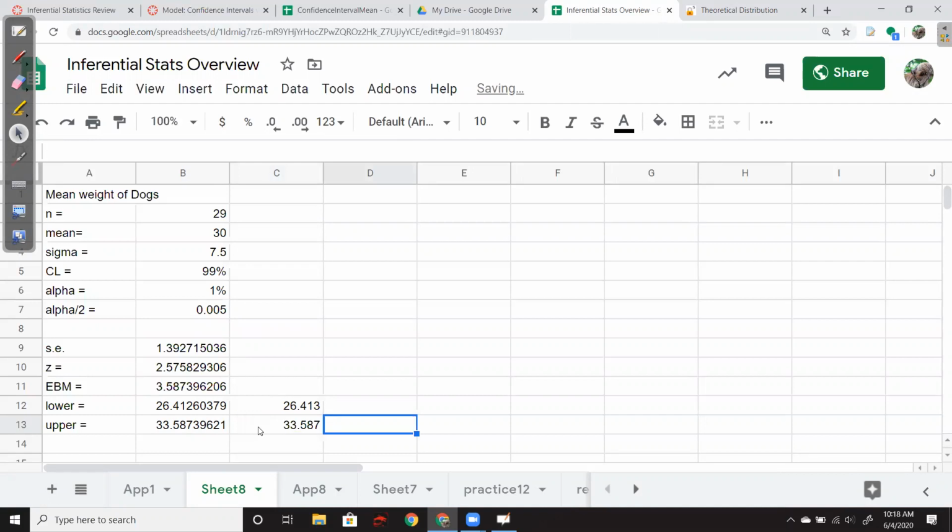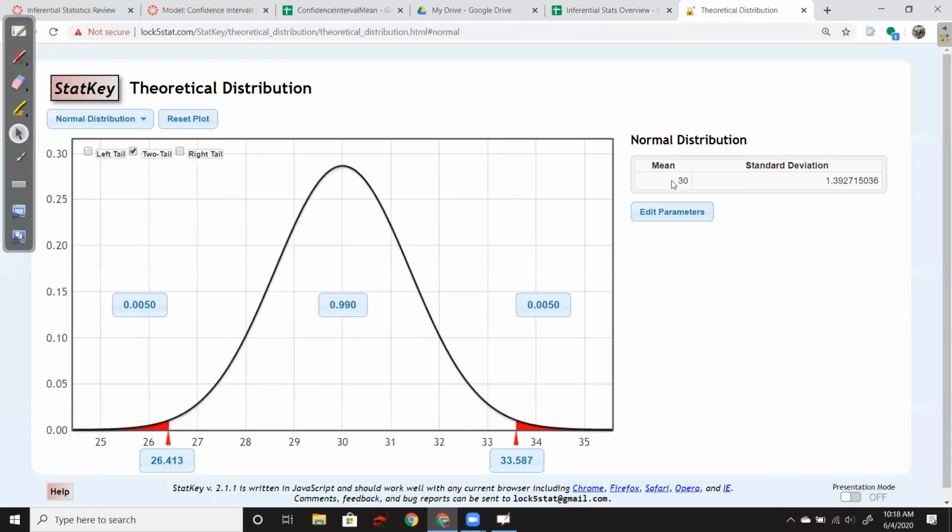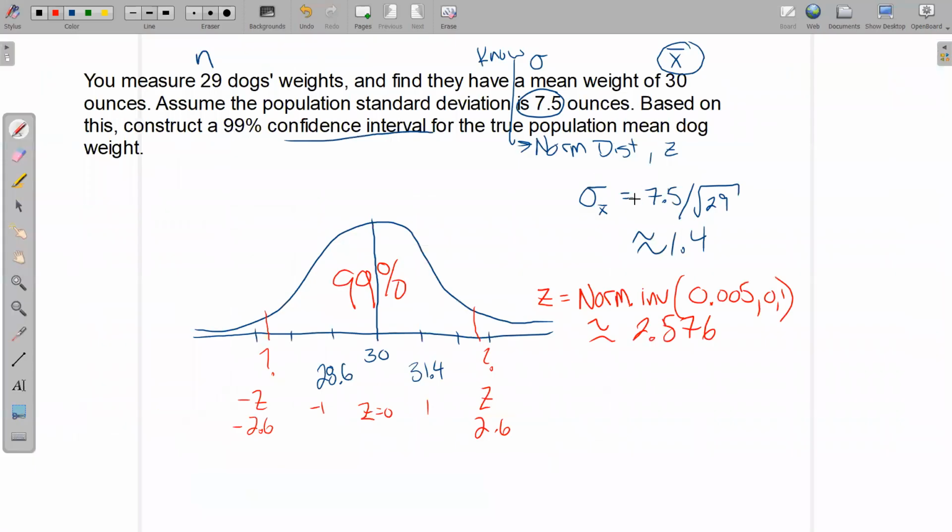So the question I had in the email is, how do I get Statkey to do this instead of a spreadsheet? So again, for Statkey to do it, you need to know the mean and the standard error, which is the standard deviation of the sampling distribution, which is the standard deviation of the population divided by the square root of the sample size.